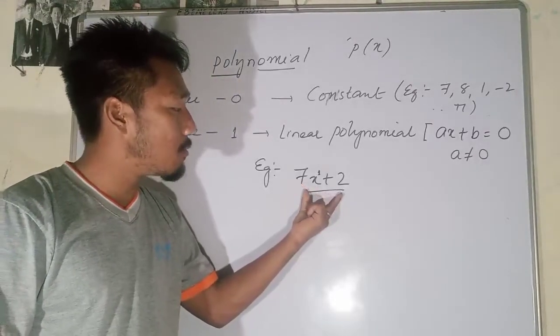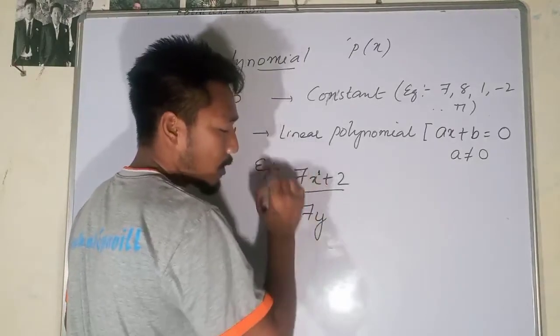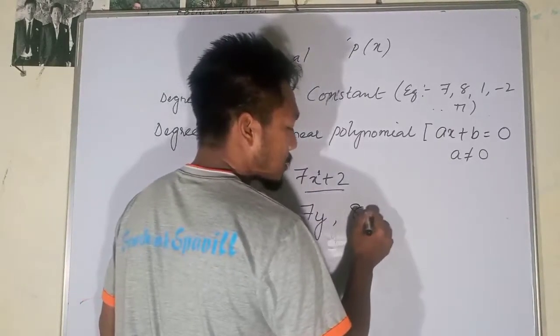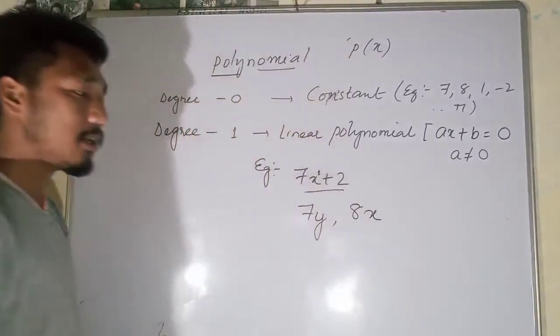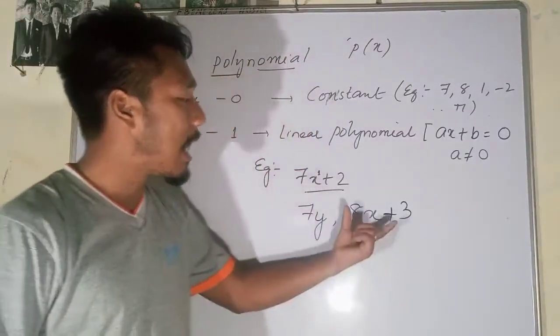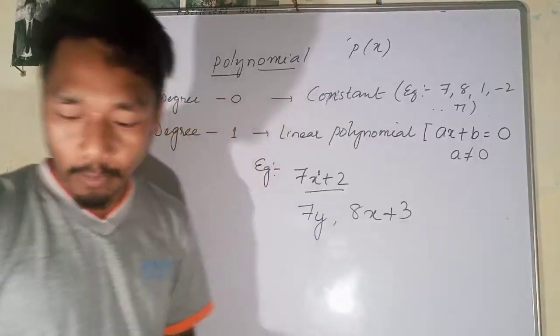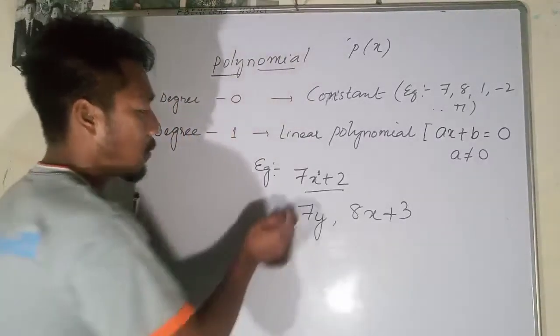So this is a linear equation. Or 7y is also a linear equation, and Lx is also a linear equation, and Lx plus 3 is also a linear equation. Their highest degree of the polynomial is 1. One thing I forgot to explain is this.